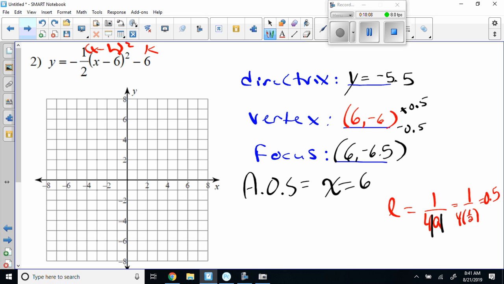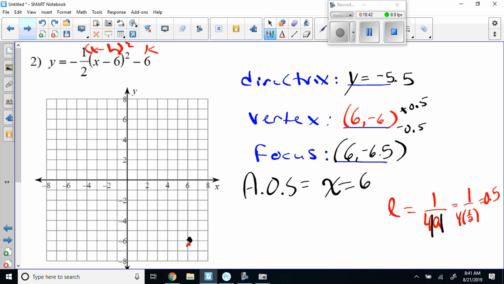I got to graph it, right? Okay, so stay with me, because I'm going to put the directrix, focus, and vertex, and then I'm going to show you how to do those points again, one away from it, right? And that's critical. So let's go -5.5. Okay. 6, -6 is here, right? Y'all with me? And then the focus is down here, right?